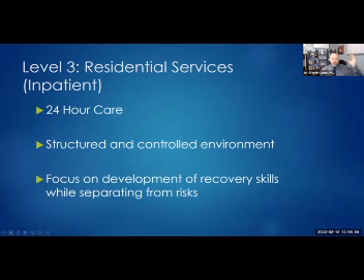So you'll notice going from residential to PHP, we increase those environmental triggers, those environmental issues and risks, slightly higher. They step down to IOP, and those environmental risks go even higher. They go to outpatient, and then they're in the environment the vast majority of the time, right?